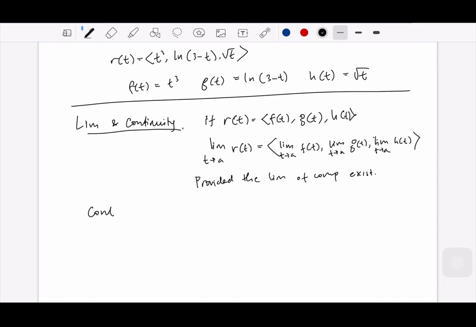And continuous means that r is continuous at some point a if the limit is equal to the value when we evaluate at exactly that point.